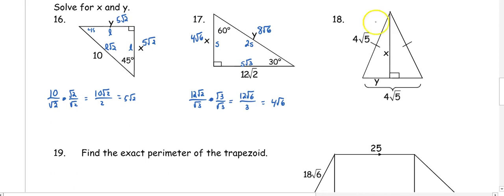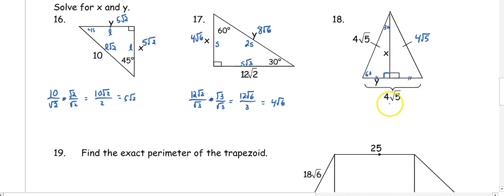Now, 18, because these legs are marked congruent, they're both 4 root 5. If the bottom part's also 4 root 5, that means this is an equilateral triangle. So when we draw in the altitude, we actually have a 30, 60, 90 triangle, which means that these sides on the bottom are also split.